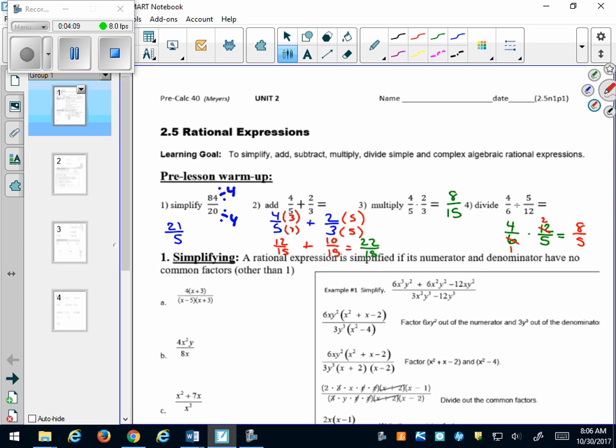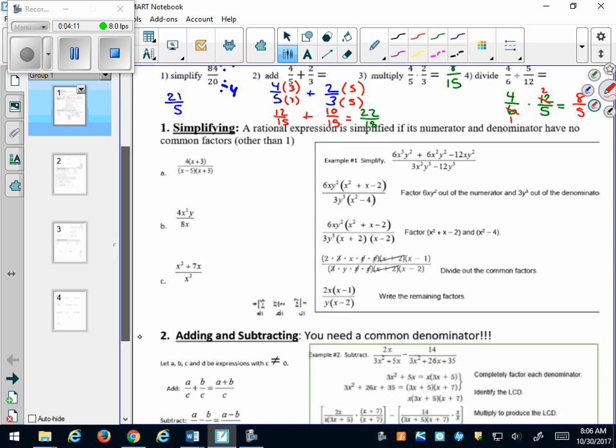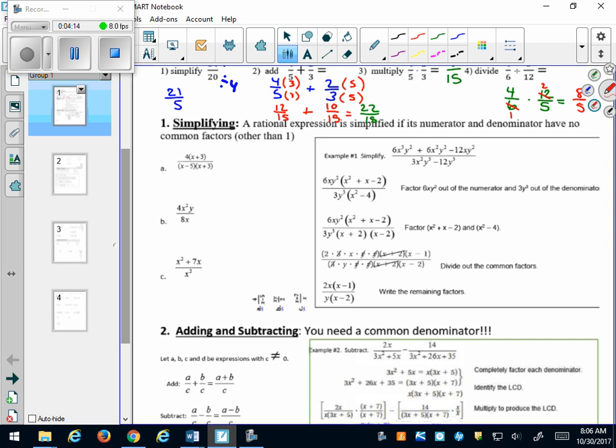All right. So what does that mean when we make them rational expressions with variables and exponents? Well, it means you do the exact same thing, basically. The exact same rules apply. So simplifying: a rational expression is simplified if its numerator and denominator have no common factors, just like we did with the numbers.